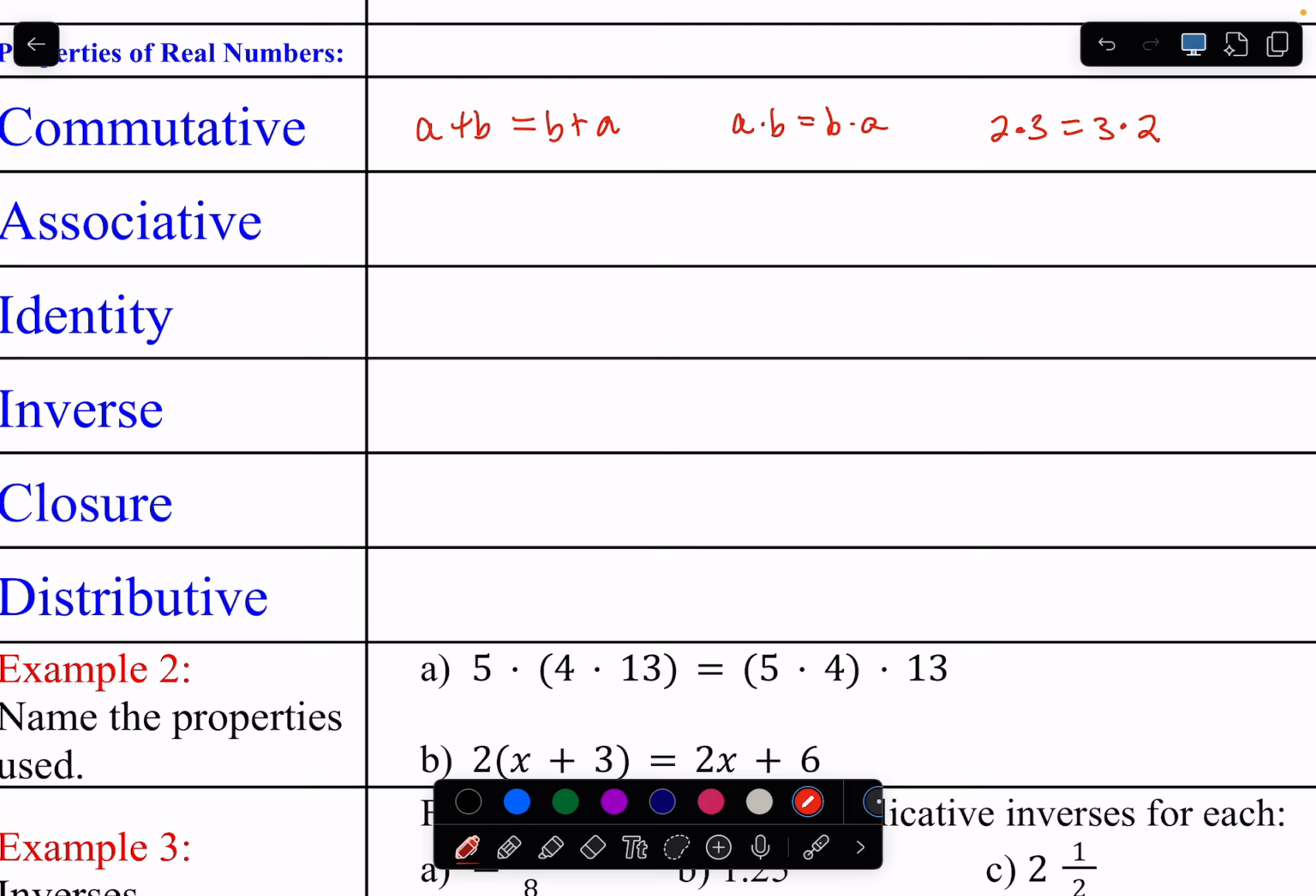The way to remember it, I am commuting to work. I am going back and forth to work. So the order of multiplication doesn't matter. The order of addition doesn't matter. Division matters. Subtraction. There's no property for those, okay?